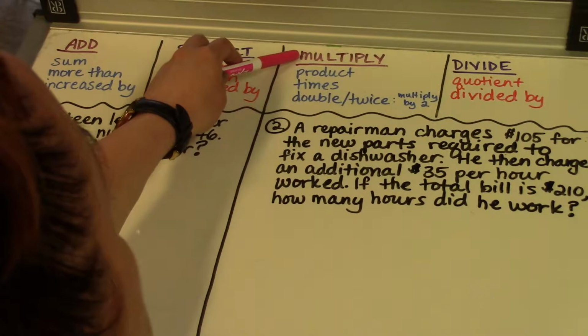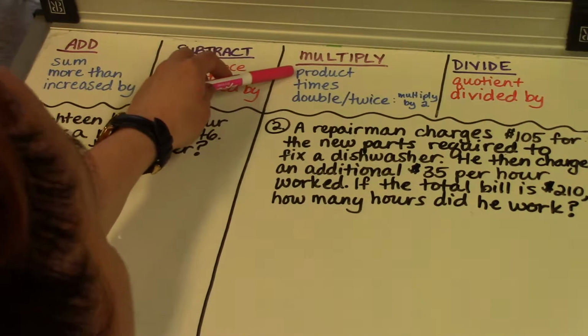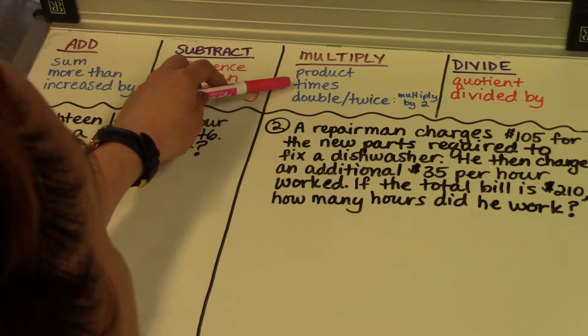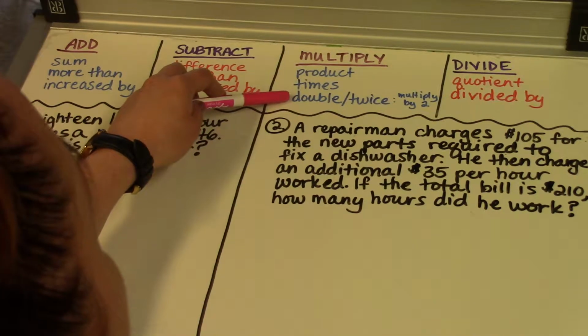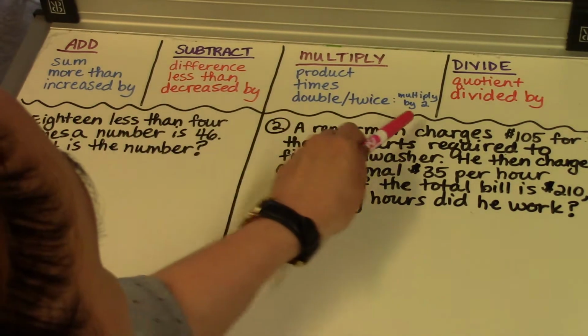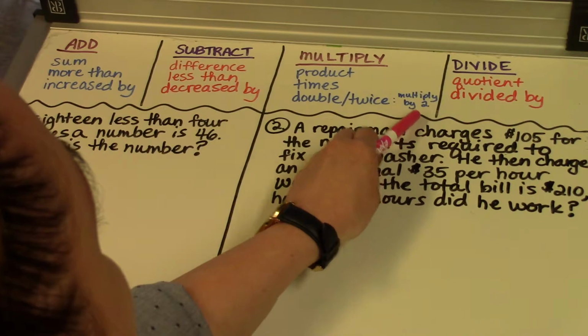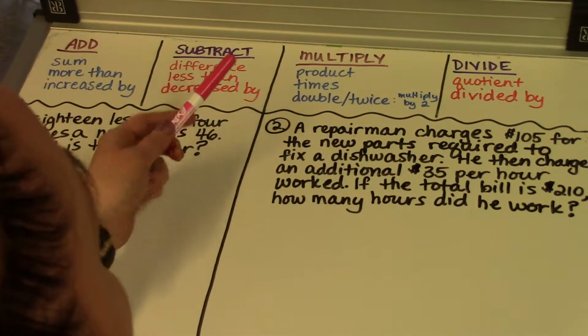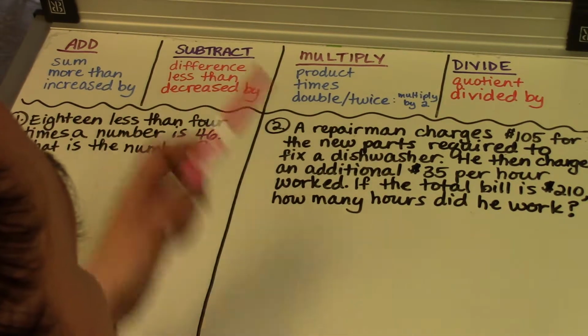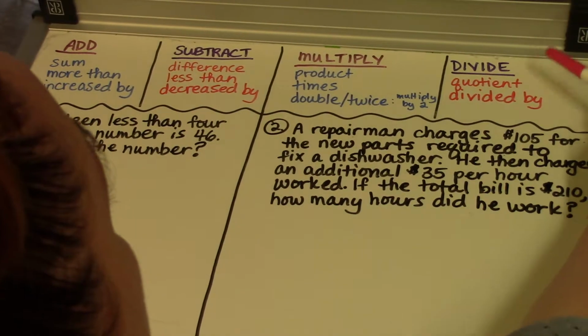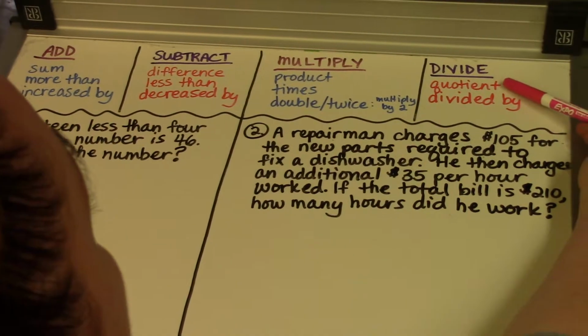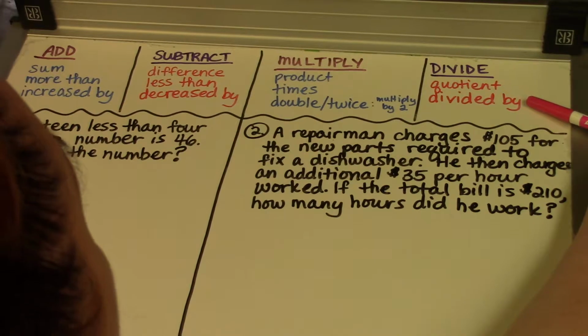For multiplication, some words that mean the same are product, times, and then if you see the words double or twice, that means specifically multiplying by 2. The same way that if you saw triple, that would mean you're multiplying by 3. And last, we have division, which means the same as quotient, and also divided by.